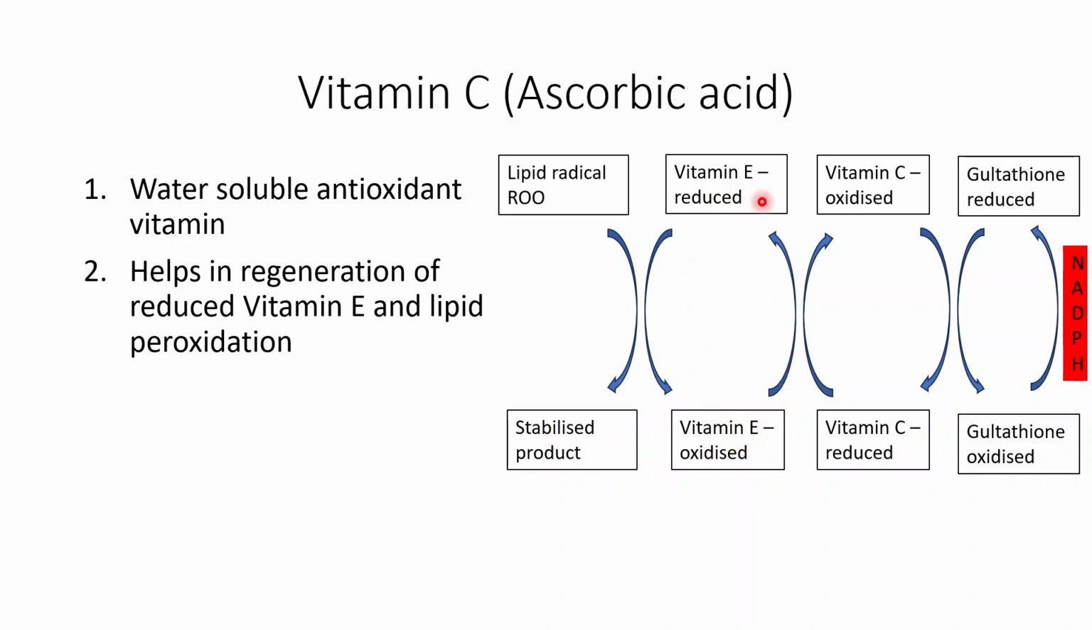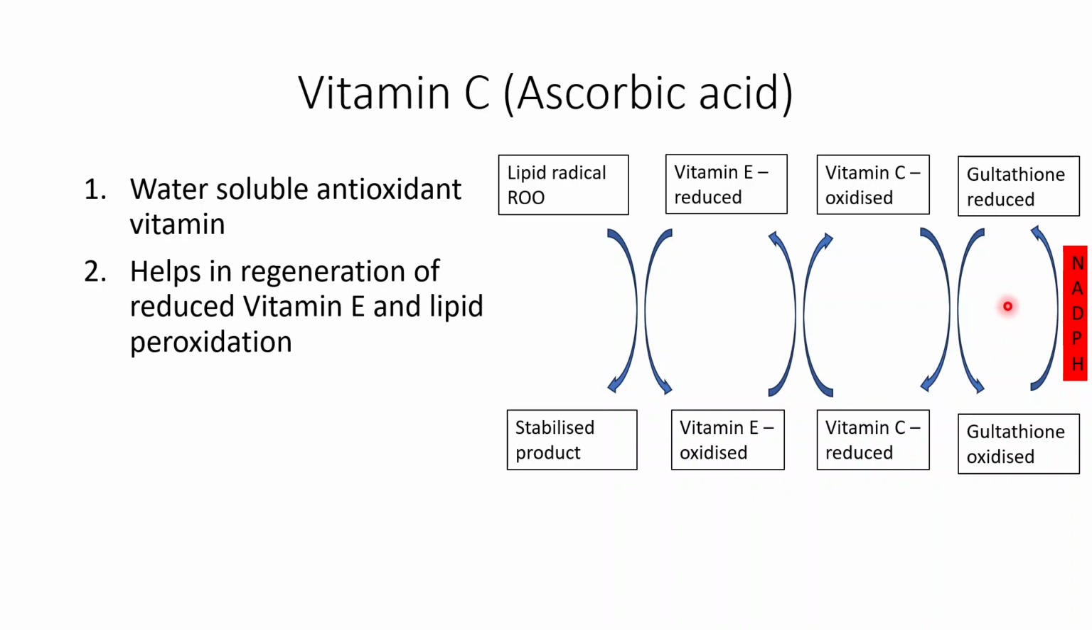Now this vitamin E again needs to be reduced so that it can bring about the same action again. For this you require vitamin C. So the reduced form of vitamin C becomes oxidized, and a reduced vitamin C helps the oxidized vitamin E to become reduced. When vitamin C has become oxidized, this also needs to be converted back to reduced form. This occurs with the help of glutathione. Glutathione helps to convert vitamin C to reduced form and itself becomes oxidized.